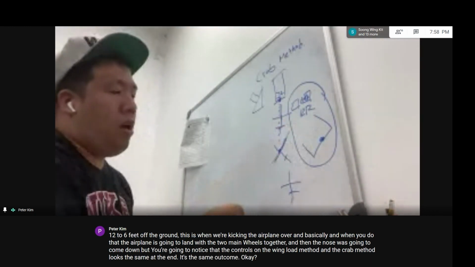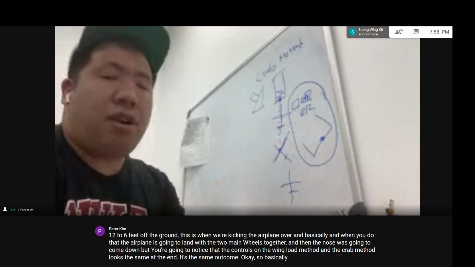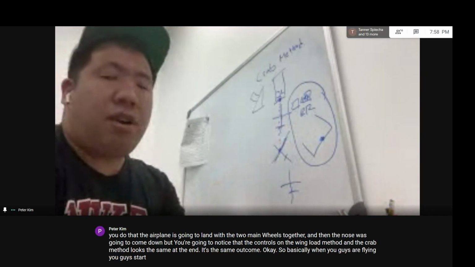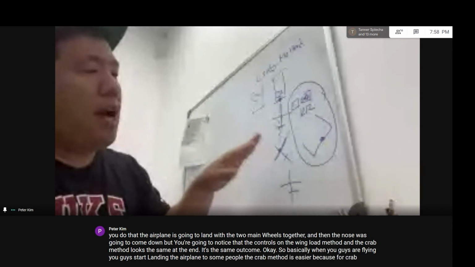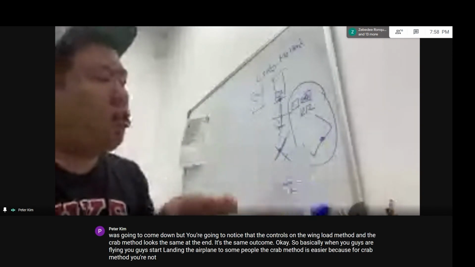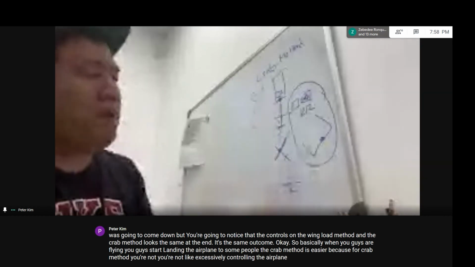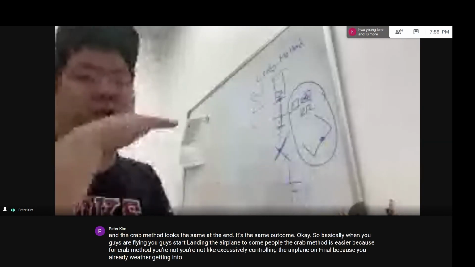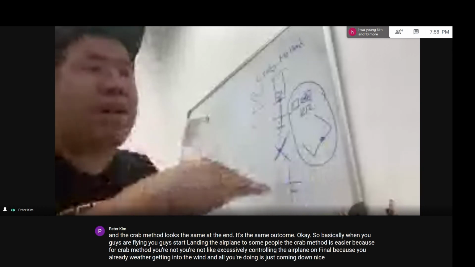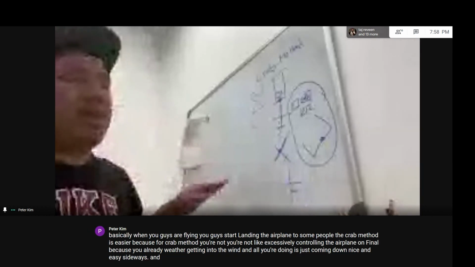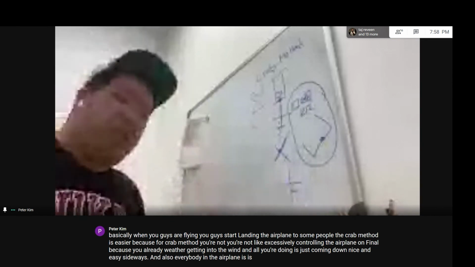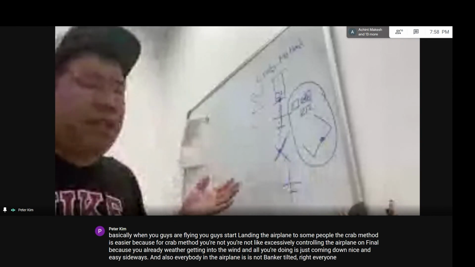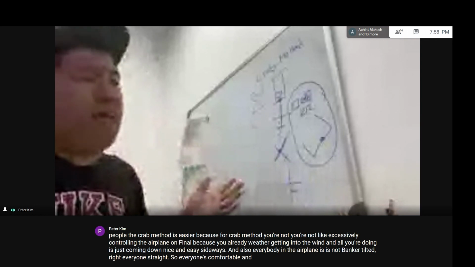Okay. So basically, when you start flying and start landing the airplane, to some people, the crab method is easier, because for the crab method you're controlling the airplane on final, already weathervaning into the wind, and all you're doing is just coming down nice and easy sideways. And also, everybody in the airplane is not banked or tilted, right? Everyone's straight, so everyone's comfortable.